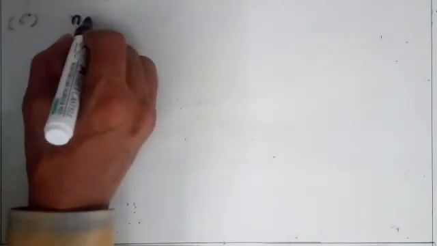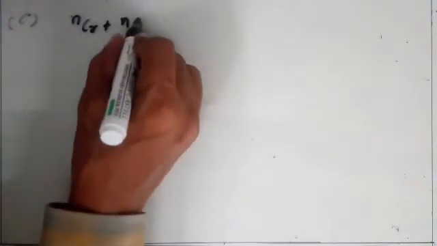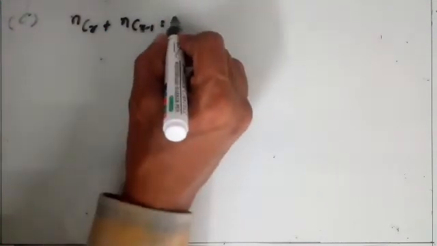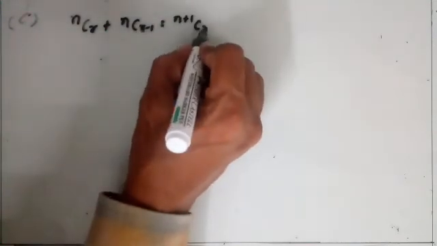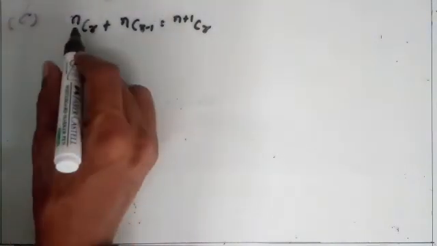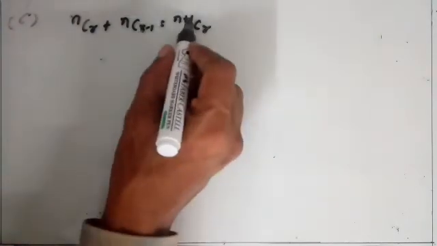Now theorem number 6. Remember this important formula: nCr plus nC(r minus 1) is equal to (n plus 1)Cr. Important formula: nCr plus nC(r minus 1) is equal to (n plus 1)Cr.